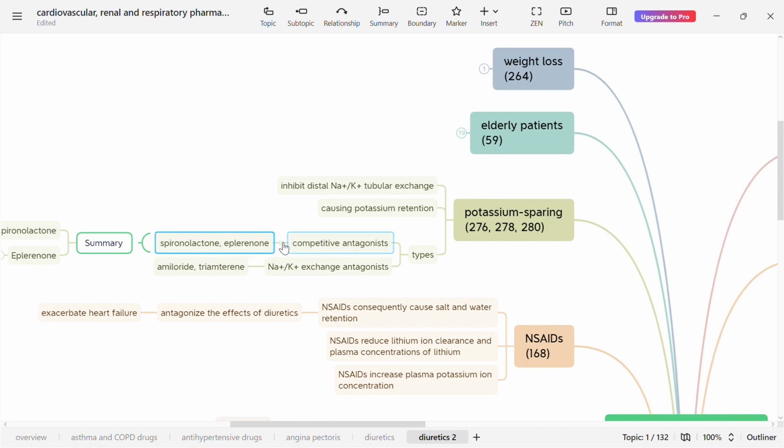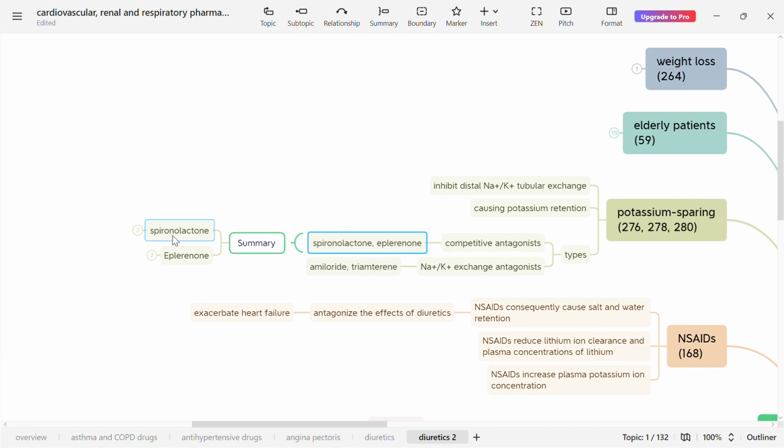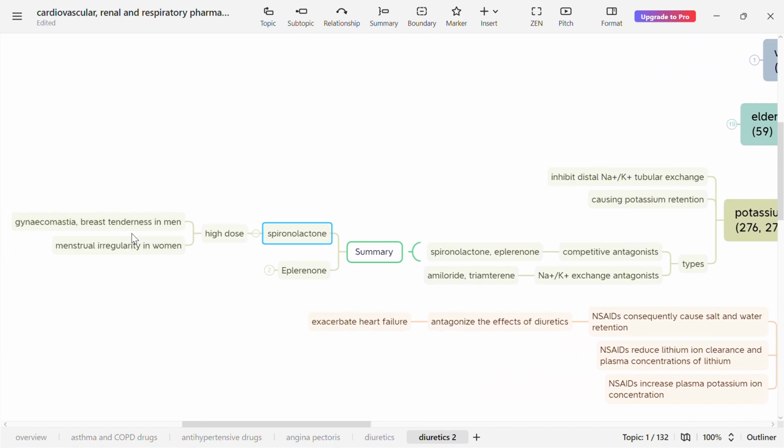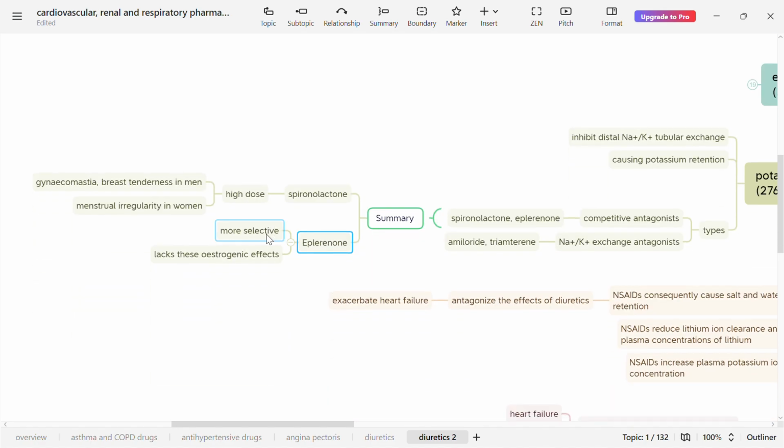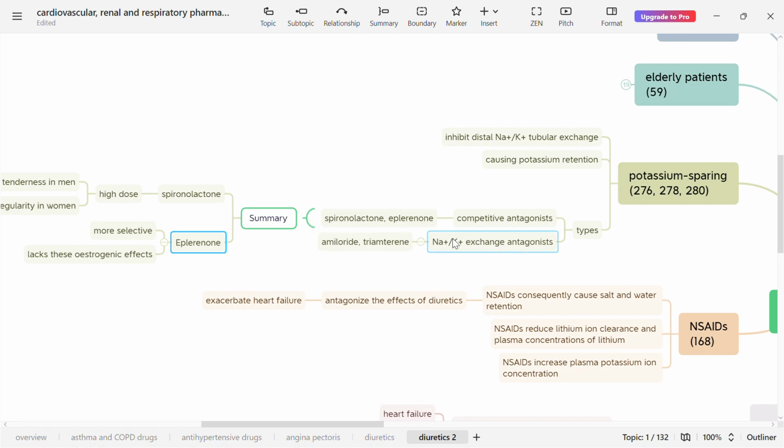spironolactone and eplerenone. Spironolactone in high dose will cause the side effects of gynecomastia, breast tenderness in men, and also menstrual irregularity in women, while eplerenone is more selective and lacks these estrogenic effects. The examples of the sodium ion potassium ion exchange antagonists are amiloride and also triamterene.